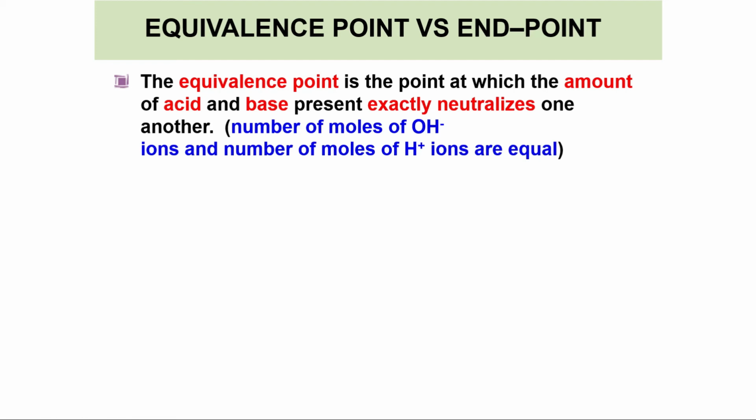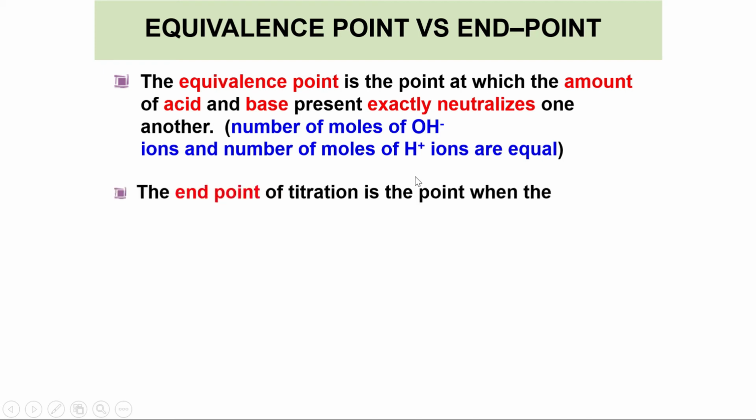But then how do we know? When doing the experiment, we can't see it with our bare eyes. The equivalence point we know by using calculation. But then how do we know when we are conducting the experiment? How do you know when to stop? So we need to use the indicator. The endpoint of titration is the point when the indicator changes color. So here it comes to the rescue.